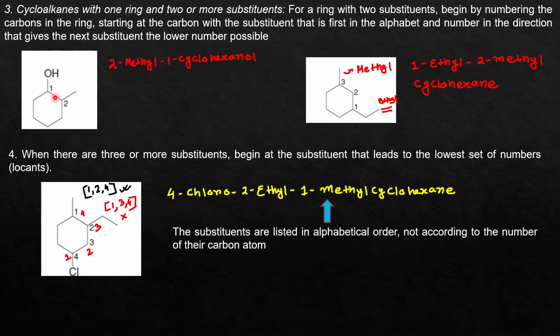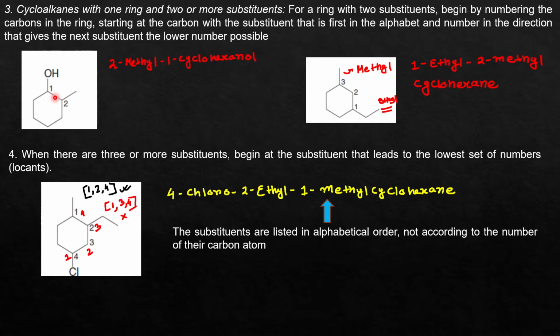In that case, for a ring with 2 substituents, begin by numbering the carbon in the ring starting at the carbon atom with the substituent that is first in the alphabet, and number in the direction that gives the next substituent the lowest number possible. You can see that this is one example. In the first part of the lecture I told you that for the carbon atom bearing a hydroxyl group, you have to give this carbon atom the first preference. That is why I have numbered the carbon atom which is attached to this hydroxyl group as number 1. Then you have to do the numbering in such a way that the second substituent, that is the methyl substituent, should get the lowest number possible.